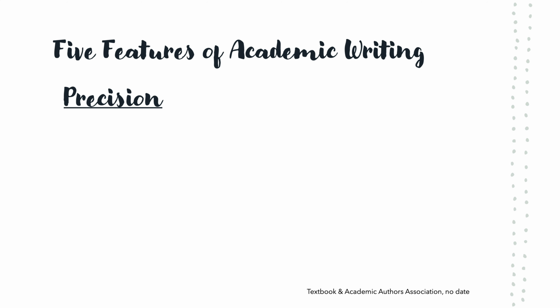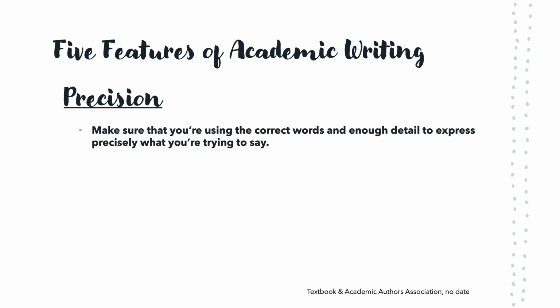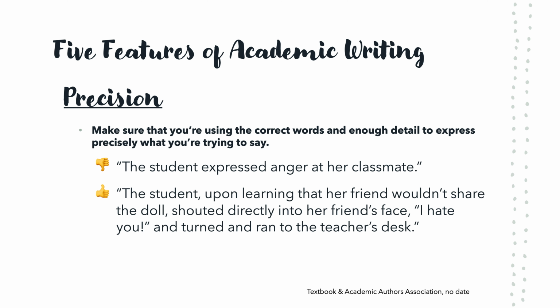The first feature is precision. We want to make sure that we're using the correct words and enough detail to express precisely what we're trying to say. So for example, the student expressed anger at her classmates may be accurate, but it's not precise. Expressed anger how? How did we know she was doing that? How did we know that that was the feeling? So if we said the student, upon learning that her friend wouldn't share the doll, shouted directly into her friend's face, "I hate you," and turned and ran to the teacher's desk. This is a much more precise statement, and we have a much clearer understanding of what actually happened.